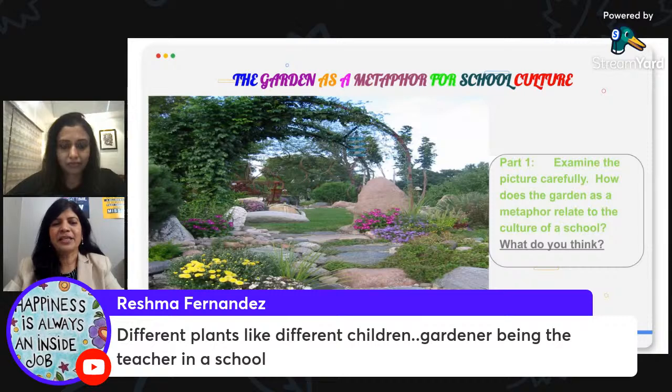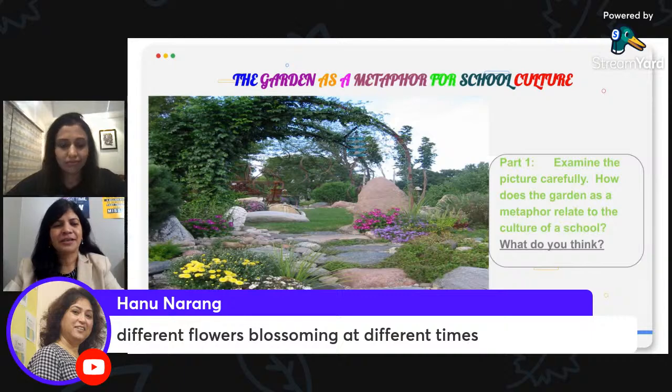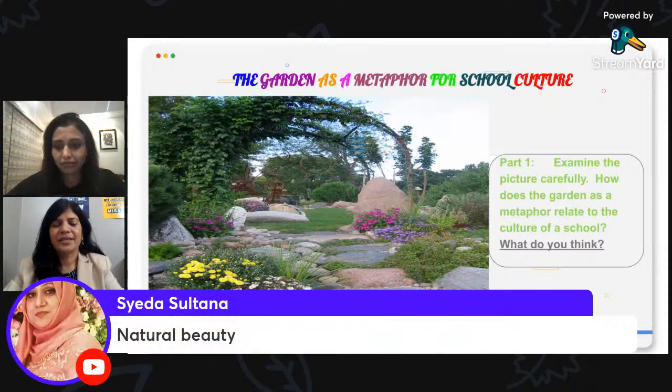How do you compare this with your classroom? Reshma says different plants like different children. Different flowers blossoming at different times. Great. All right, so thank you for natural beauty.